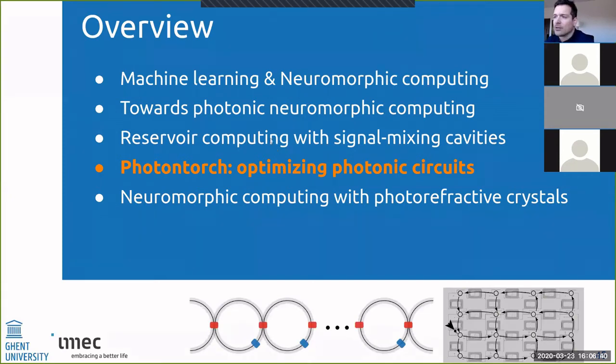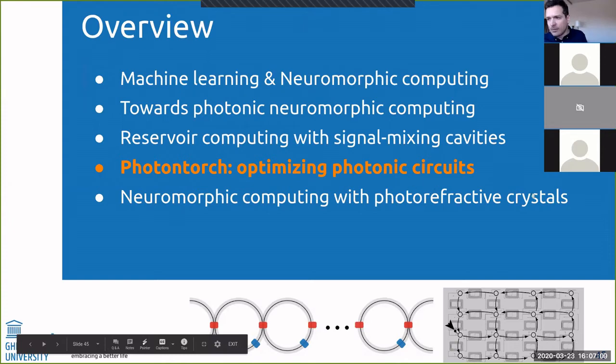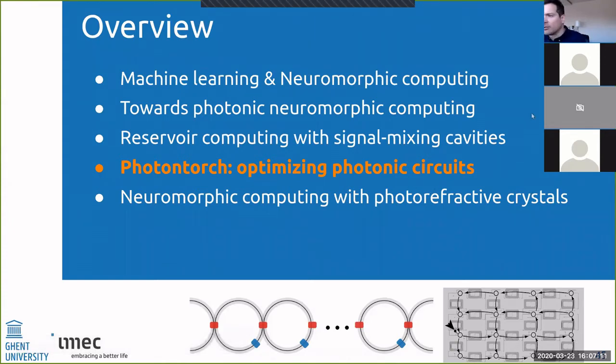So now I'll go over to something completely different. We have explored cavities as a direction to go beyond traditional photonic reservoir computing, but in the end, it was still reservoir computing. In the end, the reservoir, cavity or not, was not being optimized. So what if we want to do something that goes a bit further? We want to optimize photonic circuits themselves. We want to optimize the reservoir itself. So this is what we're going to explore in this part of the presentation.